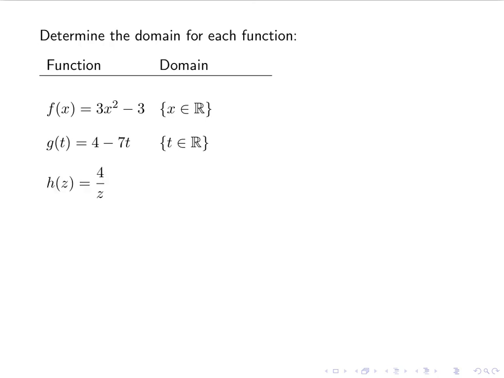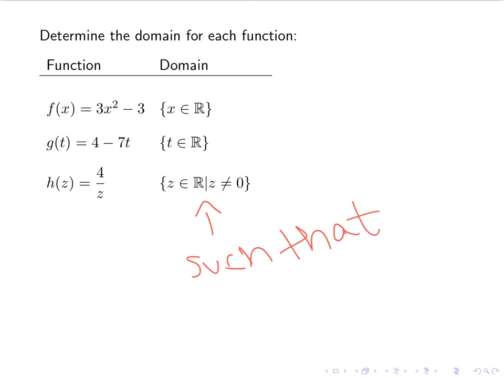H of z equals 4 over z. So now we have one of those problems. We have a fraction. So I know that I cannot divide by 0, and so what that means is that my denominator, which is z, cannot be 0. So this is the set of all z's in R, and then this vertical line here means such that. So this is the set of z's in the reals such that z is not 0.